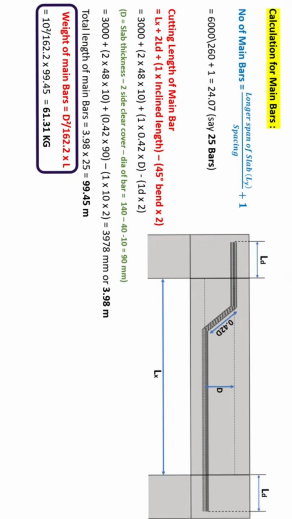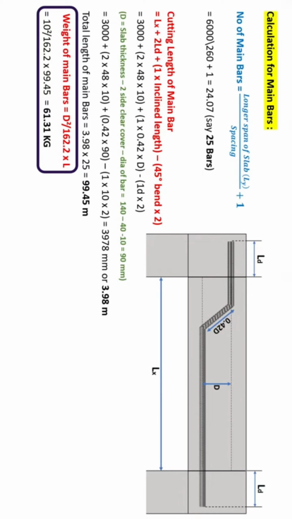Next, weight of main bars is equal to D square by 162.2 into length. Here diameter of bar is 10 mm and overall length 99.45. The value came to 61.31 kgs.